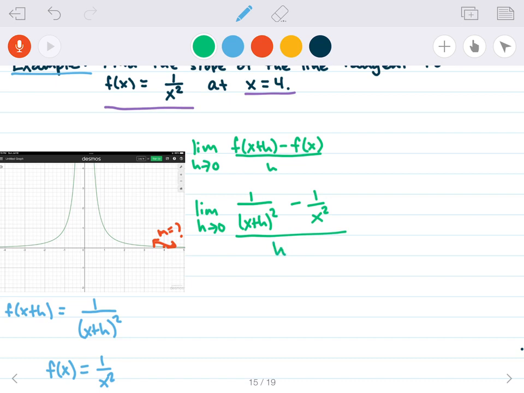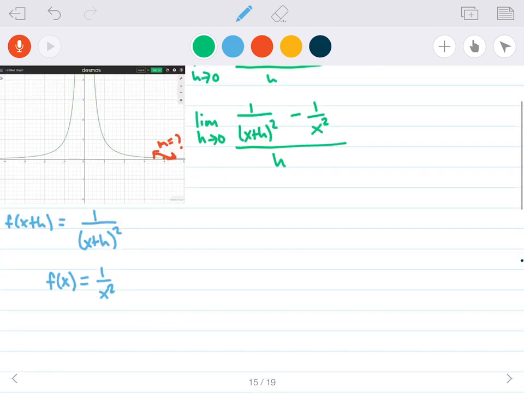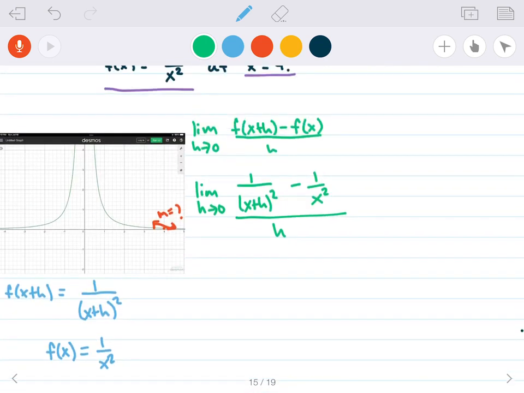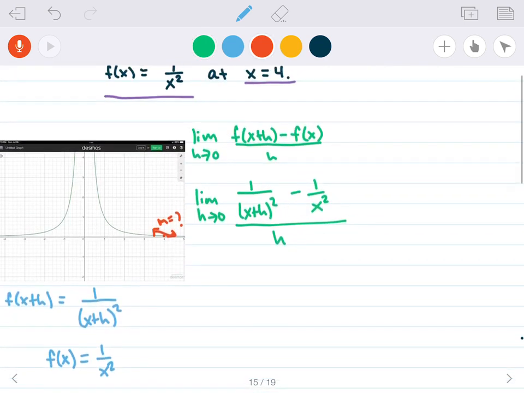Okay. So again, we can't plug in 0 right now for h because then we would get an undefined denominator. So really the one thing that we can do with the numerator, we don't have radicals, so it's not a good idea to multiply by the conjugate. But we can subtract the numerator by getting a common denominator. And so let's go ahead and do that. That's really the only thing we can do at this point. Let me do that off to the side, maybe over here.